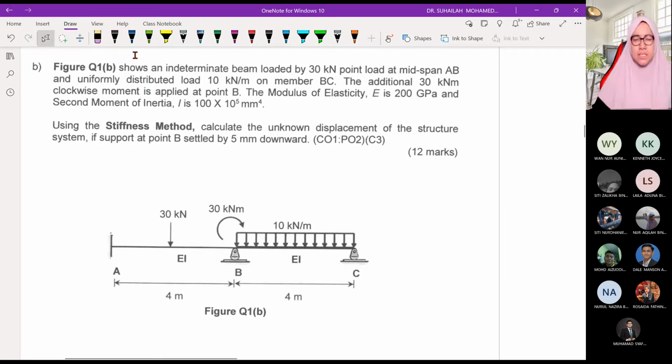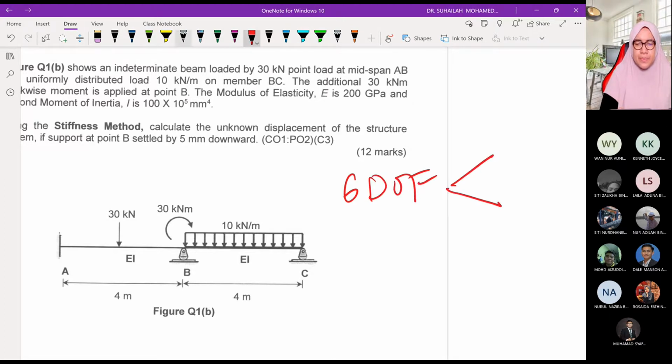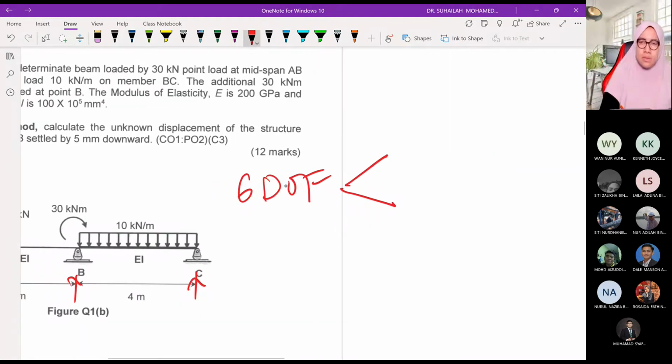But this question has support settlement. So this is the beam, same as before, but with support settlement. So there are still 3 nodes, A, B, C. So there are 6 degrees of freedom. When we look at this conventionally, they are 1, 2, 3, 4, 5. We only count 4 here.